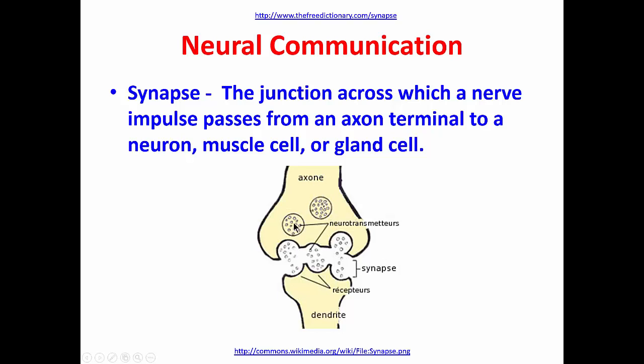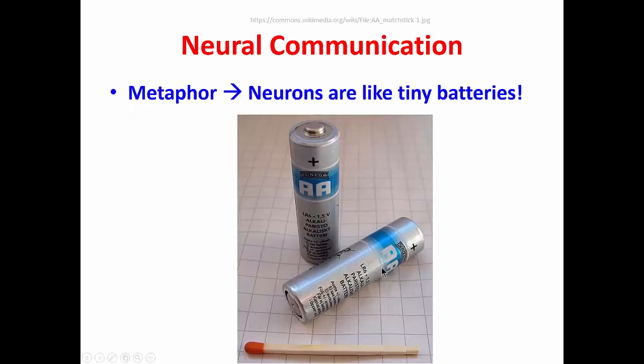Also, you might notice that we have little packets here of neurotransmitters that are going to be leaving the presynaptic neuron, coming into the synapse, and being received on the postsynaptic neuron's dendrites. There's an interesting analogy between the operation of these types of neurons and a simple battery. In fact, we'll develop this metaphor by thinking of neurons as if they are tiny batteries.